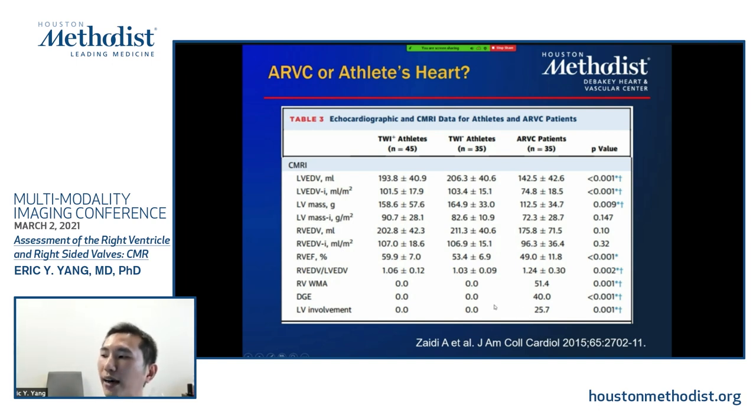And hence why I bring up the fact again that before you call anything else about morphologic size and function, look at the actual wall motion abnormality in these patients before you comment on ARVC.